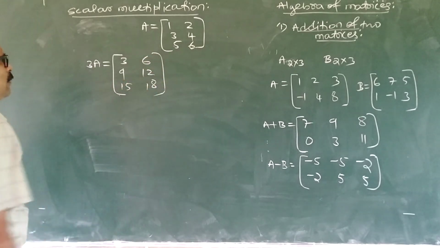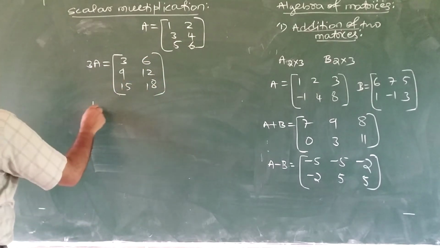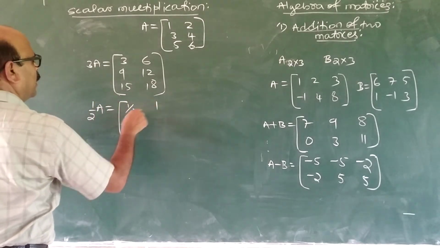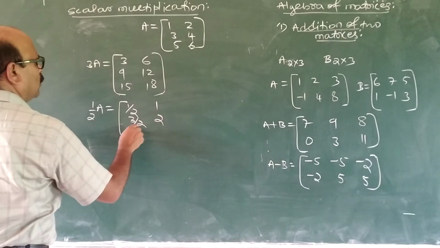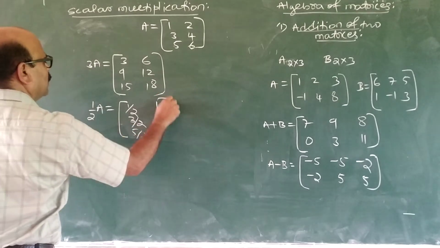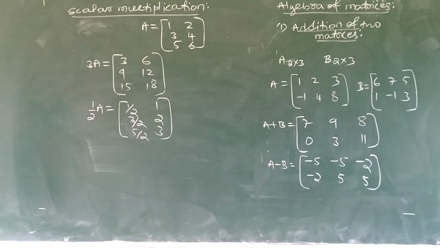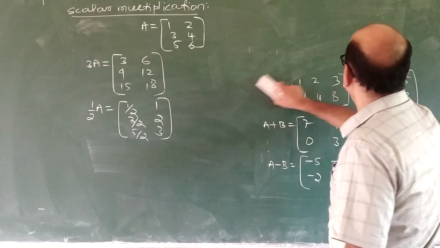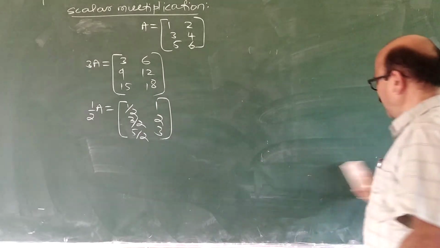Am I correct? 3 into 6 is 18. And 1 by 2 A. 1 by 2 A is 1 by 2, 1, 3 by 2, 2, 5 by 2, 3. This is 1 by 2 A. Thus, scalar multiplication is defined. Addition, subtraction, scalar multiplication.